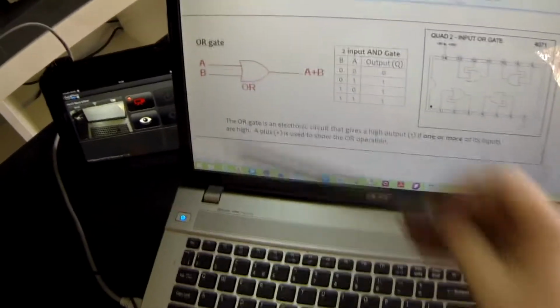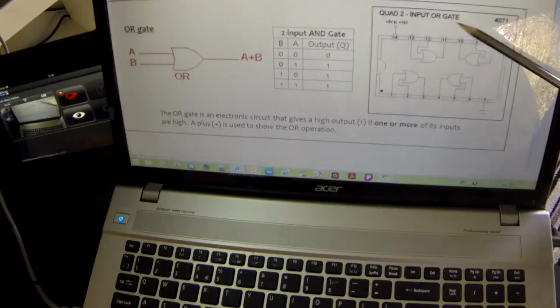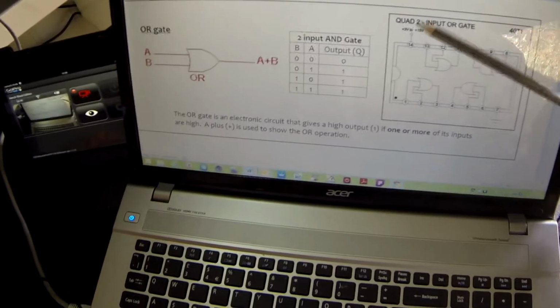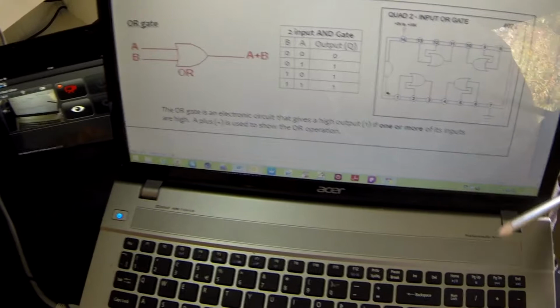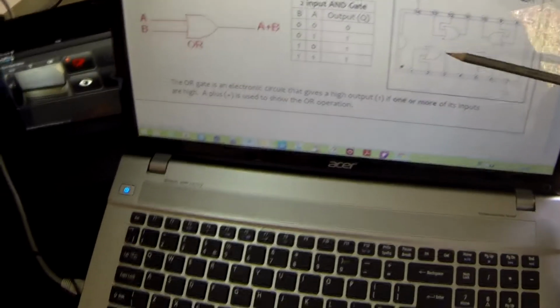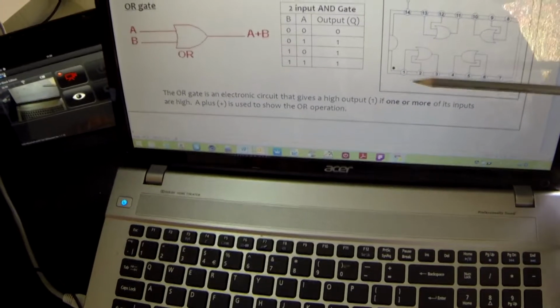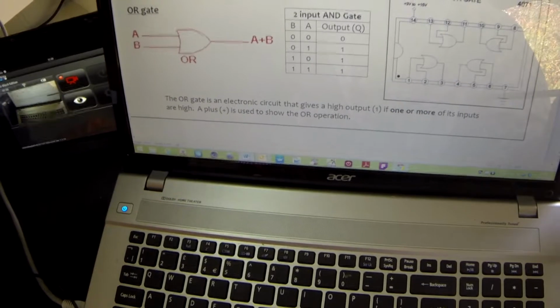We're going to be looking at an OR gate. So once again, it's a quad 2 input OR gate. The number on it is a 4071. Quad means there are 4 of them inside one DIL package, dual inline package. And fortunately for us, the pinouts are the same again, so we can use pin 1 and pin 2 as the inputs and pin 3 as our output.